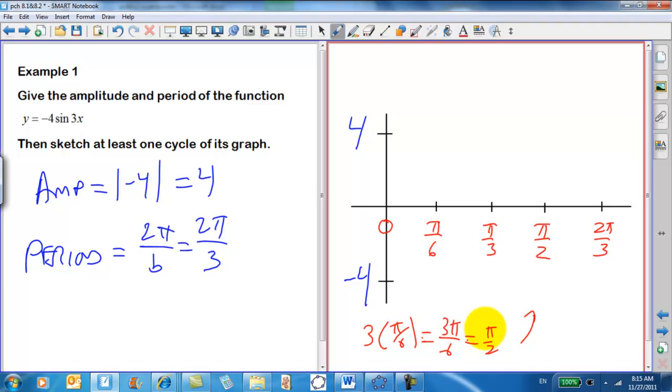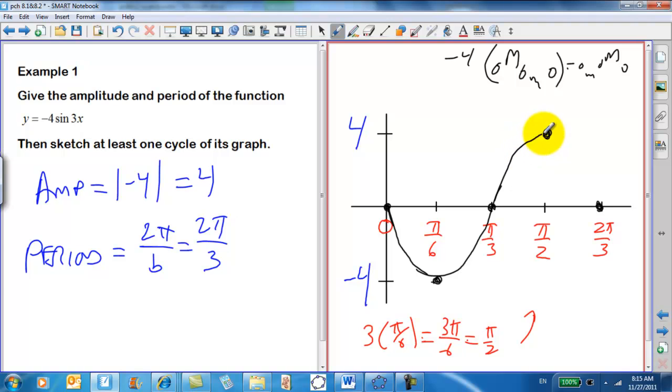Now the actual graphing. Sine normally goes zero, max, zero, min, zero, but we have a little change here because it's the opposite of 4 times all this. It gets flipped over the x-axis. So we go 0, minimum, 0, maximum, 0. And then sketch on through. There you go. There's your sine wave.